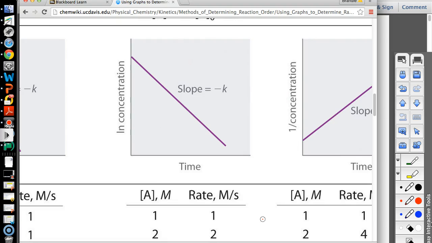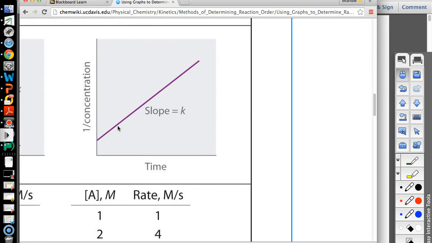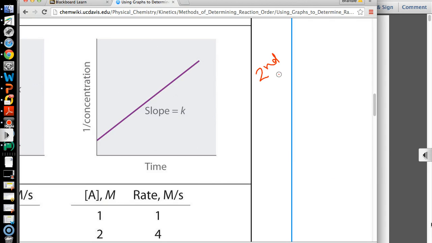Second order, when I want that to be a straight line, it actually comes out to be a straight line if I plot 1 over the concentration, like your fraction on the way in the door. Okay? Second order, I'm going to have 1 over the molarity of the reactant. Got to write a 1 and then something on the bottom. Second order reactions make a straight line when you plot their concentration with a 1 on the top. So basically the inverse of the concentration gives you a straight line.